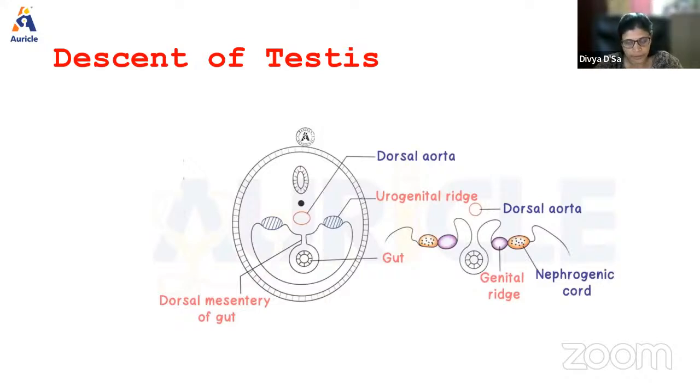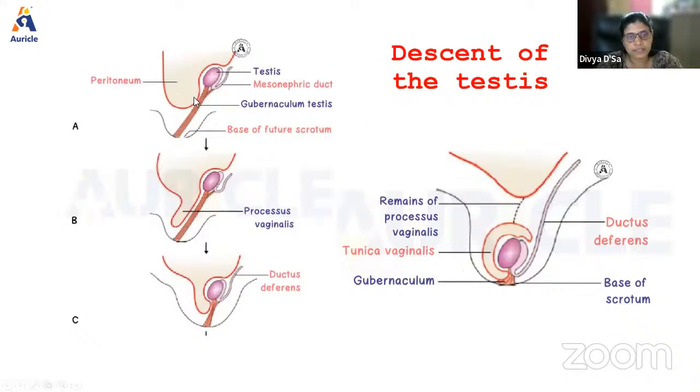So the lower end of the testis will be attached to the base of the scrotum by a structure which we call the gubernaculum testis. Proximally, this gubernaculum testis will be attached to 3 structures: the lower pole of the testis, the peritoneum in front of the testis, as well as the mesonephric duct, which will be passing behind. So 3 things it will be attached to.